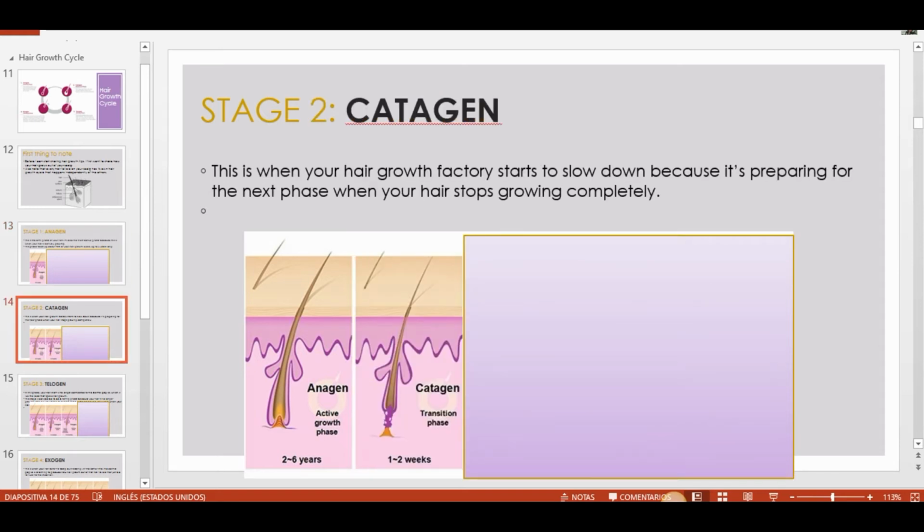And then once that phase is done, it's gonna go over to the next phase, which is the catagen phase. And the catagen phase is very quick, because it only happens for up to 2 weeks. So this is when your hair growth will start to slow down. It will start to slow down because it's preparing for the next phase. Because as you can see here, the hair is slowly getting detached.